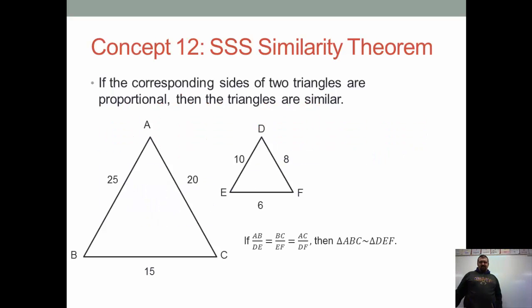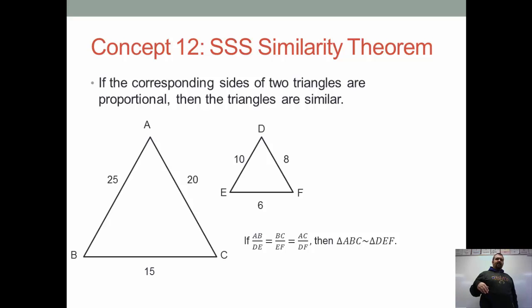The first one, the side-side-side similarity theorem, basically is how it sounds. I'm comparing three sides of one triangle to three sides of another triangle. And if I have all three sides being proportional to the other three sides, well, then the two triangles have to be similar. In my example up here, I have 25, 20, and 15 on one triangle, and I have 10, 8, and 6 on the other.